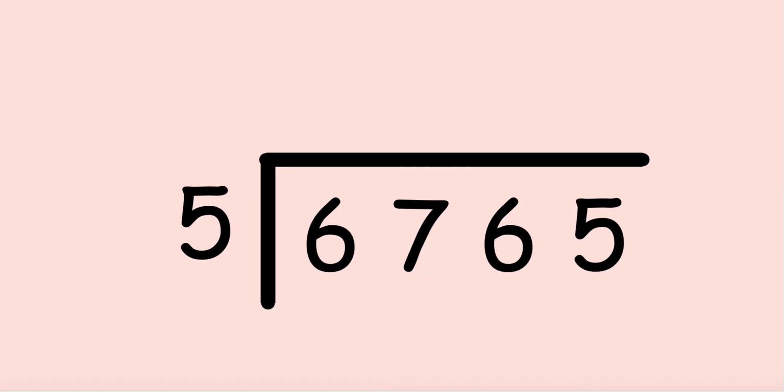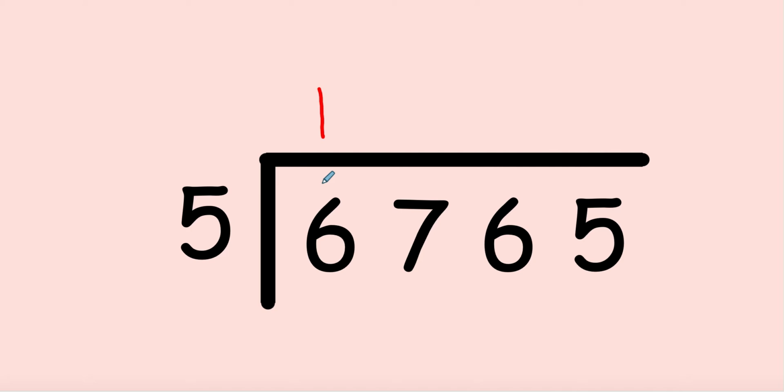So here I've got 6,765 divided by 5. So I start this time with my 6,000s, as that is nearest to the number 5 bus. And the number of 5s that are in 6 is 1, because 1 times 5 is 5, and 6 is only 1 more. So therefore, I would have to count on 1 to get from 5 to 6. So I have 1 remainder.